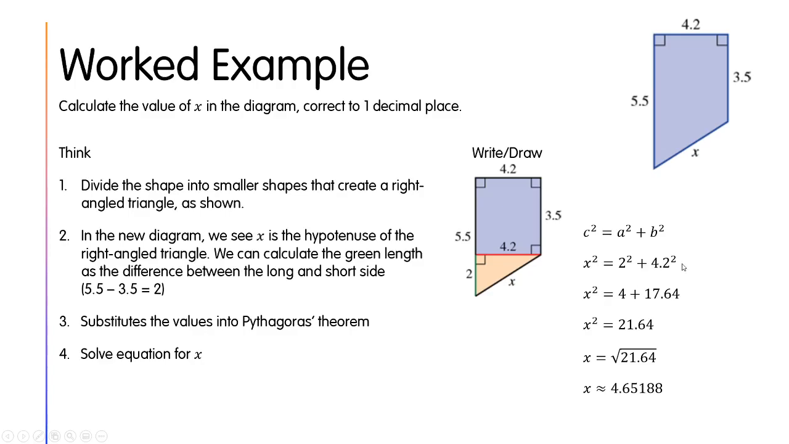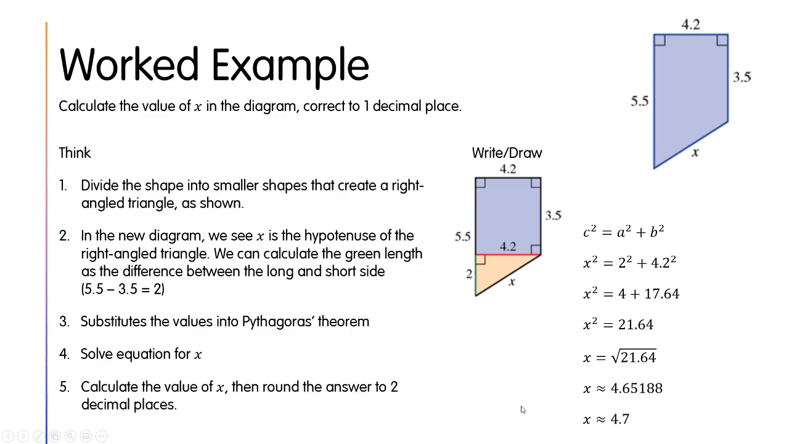So here I get rid of those squareds by squaring the numbers. Here I've added the two numbers together. Here I've moved a squared from here. I've square rooted to this side because the opposite of a square is a square root. And then I typed it in my calculator and I've got a number around about 4.65188. Now the question does ask to 1 decimal place.